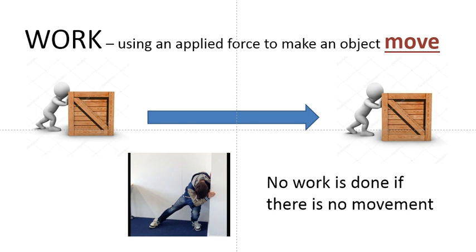So in this slide, you can see an example of a person pushing a crate across the slide. In that top instance, there is work being done because the crate is moving from one place to another. But in our example of the boy pushing the wall, no work is done because there is no movement. If there's no movement, there is no work.